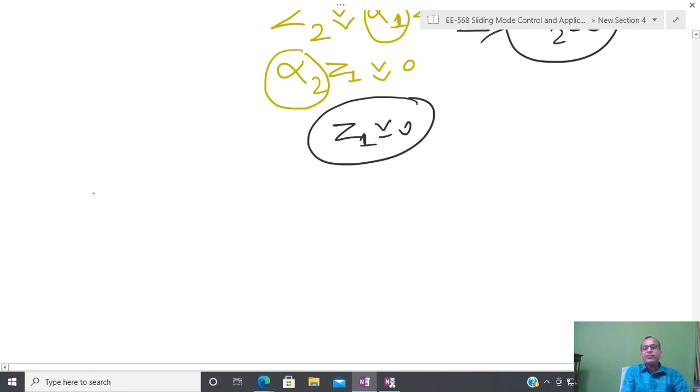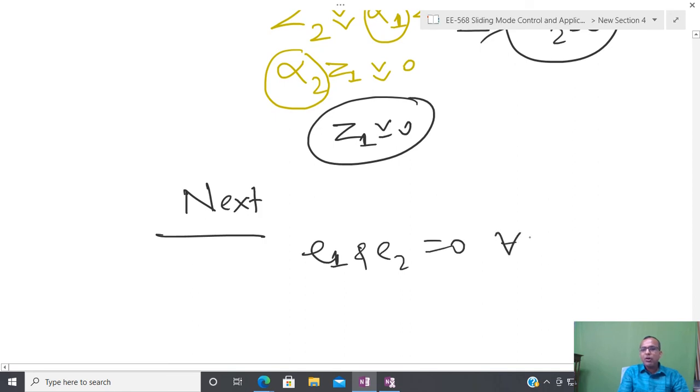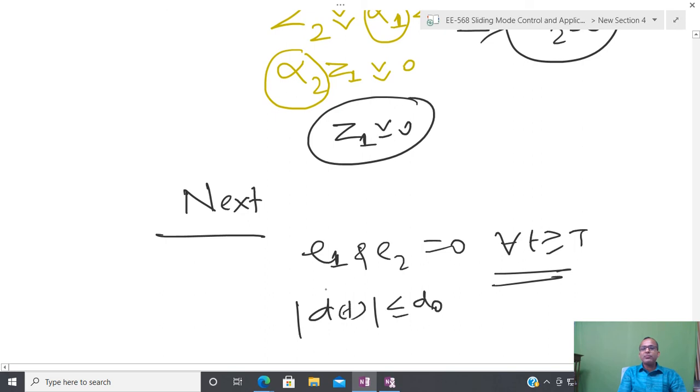So due to that reason, if you are going to track the time also, then I need a sliding mode observer. So in the next class, what is our objective? I have to make sure that E1 and E2 equal 0 for all t greater than or equal to T. So I am saying that in finite time, and in the presence of bounded disturbance d0, only then can I say that the sliding mode observer is better than the high gain observer.